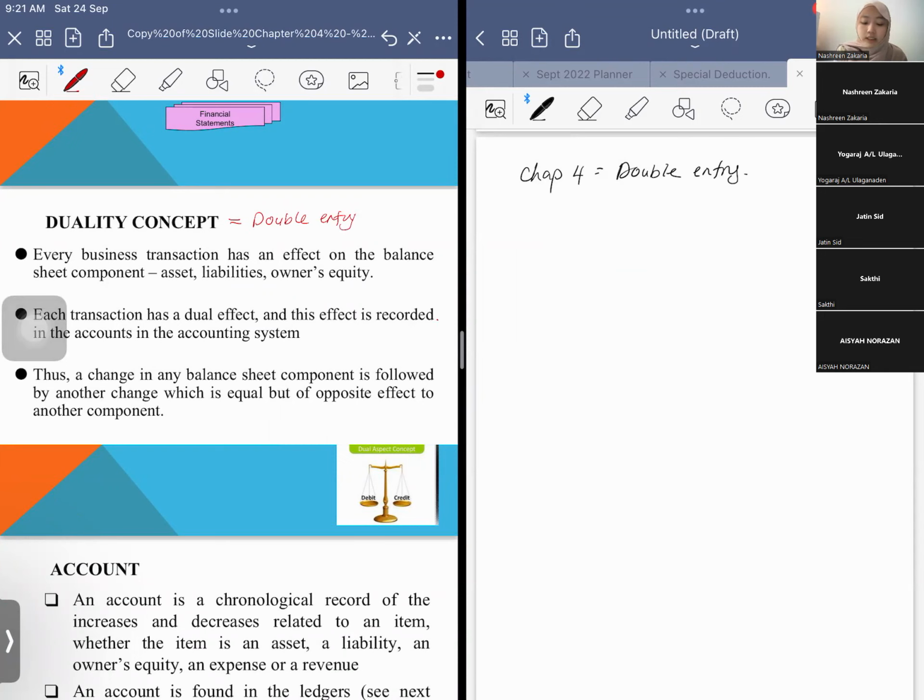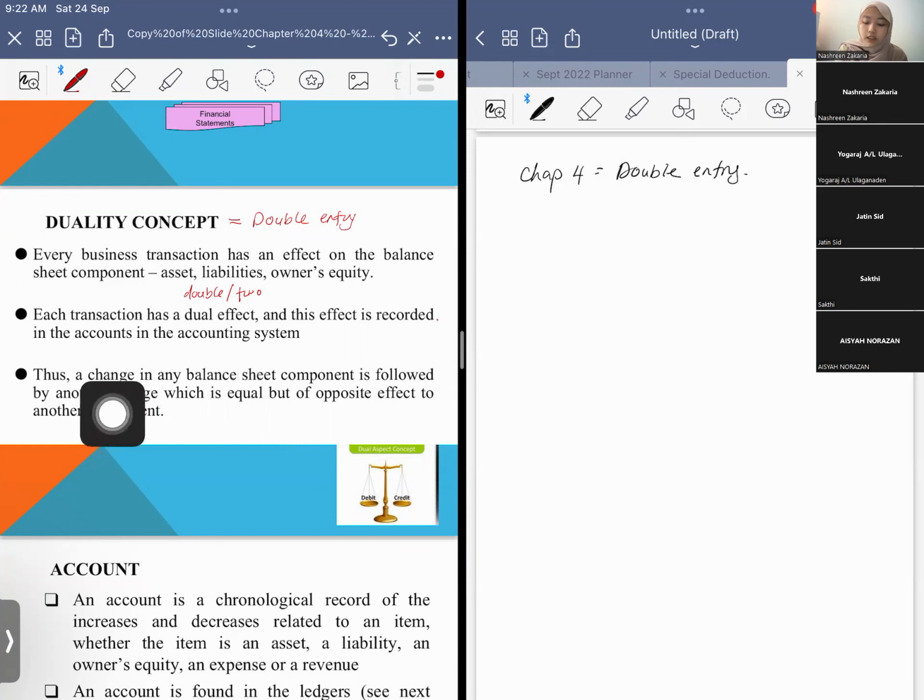Okay, let's take a look at what is explained here. Every business transaction has an effect on the balance sheet components: asset, liability, and owner's equity, which I mentioned just now. Each transaction has a dual effect. Dual means double, or two effects. And this effect is recorded in the accounts in the accounting system.